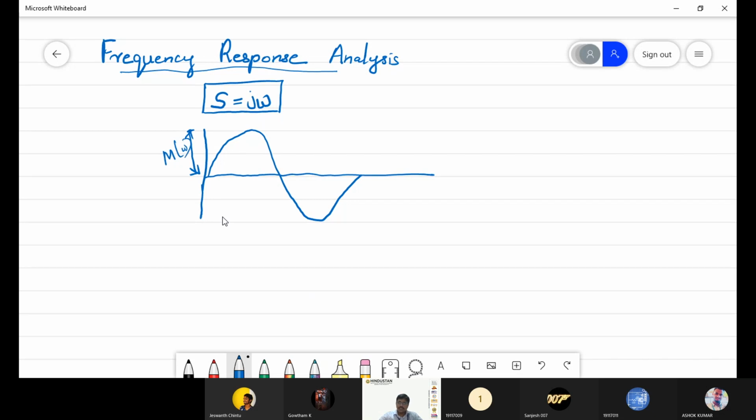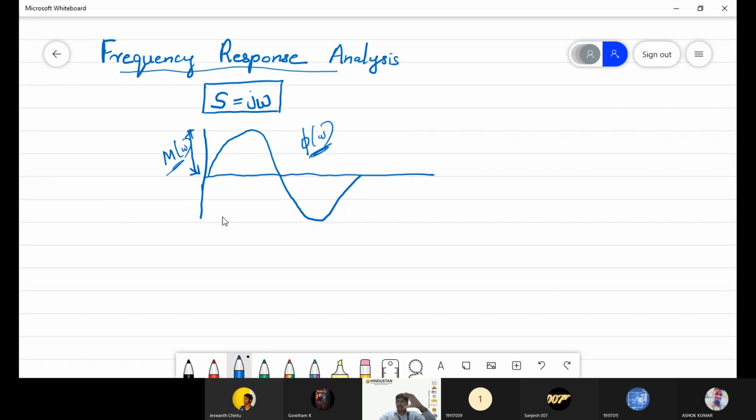And similarly, at which place it is coming for the zero crossing, there will be some angle, right? Therefore, any sinusoidal function will have an angle also. That angle we call phi of omega. So these two things are important while we are going for the frequency response analysis. I hope you can understand. One is magnitude and another one is phase angle.